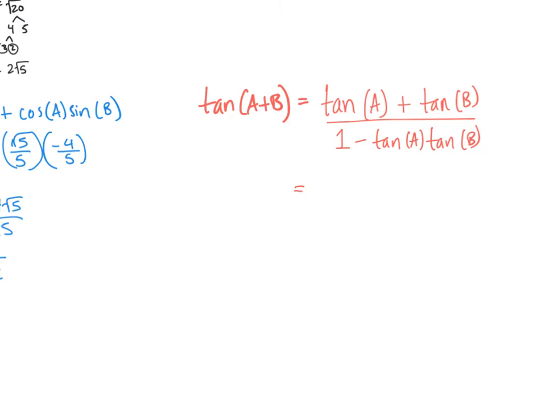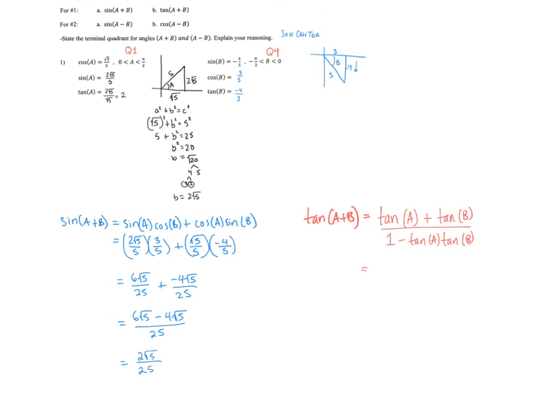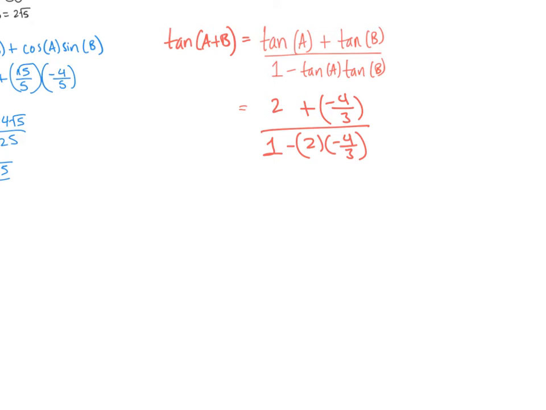So let's do some plugging in. Let me zoom out here so I can see my tangents. So my tangent of a is 2. Easy. Tangent of b is negative 4 over 3. And I'm going to have 1 minus the tangent of a, that's 2 again, times negative 4 over 3. So let's get in here and do some simplifying. So on top, I'm going to want to find common denominators here.